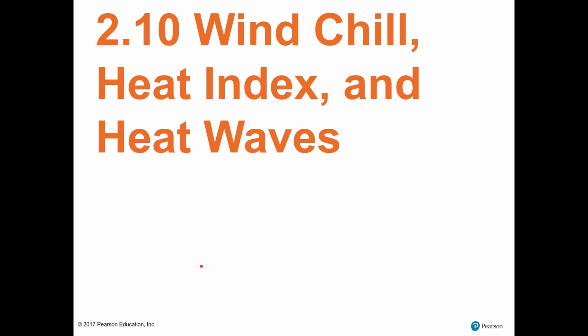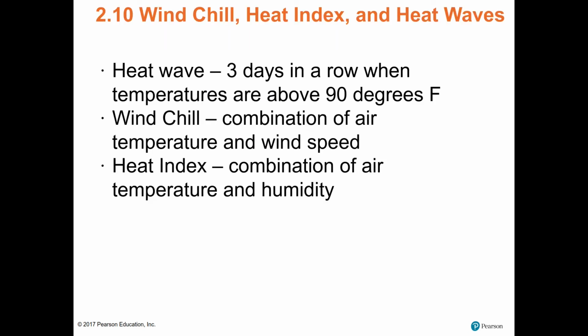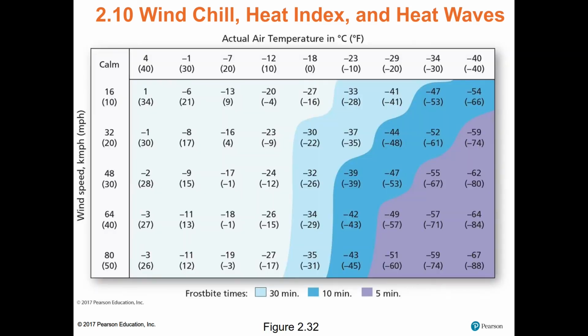Wind chill, heat index, heat waves. So heat waves: 3 days in a row above 90 Fahrenheit. Wind chill, the combination of air temperature and wind. If it's windy, it feels cooler. And heat index, the combination of high temperature and humidity. We live in Sacramento. It's really hot in the summer, but it's a dry heat.